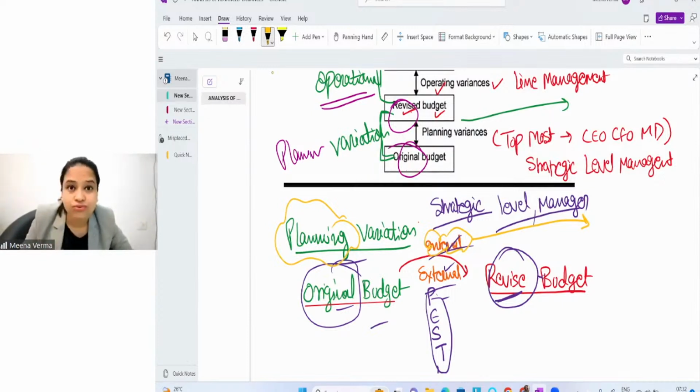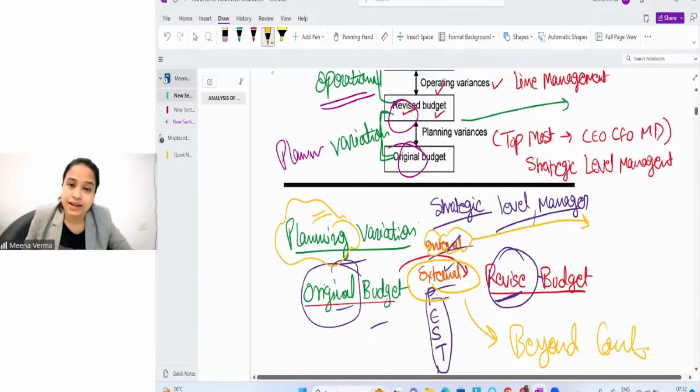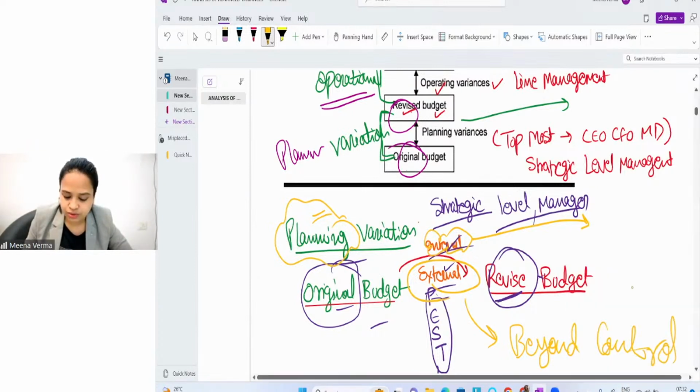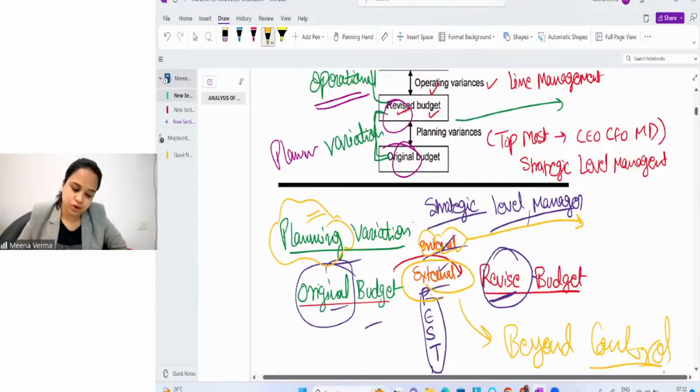COVID came, we cannot fix that. No organization could fix it, right? If some problem or event happens at the international level, you cannot fix that. It is beyond control. It is beyond the control of the senior management as well. So the point is that generally the planning variation arises because of the external environment, which is beyond control. Right? And the variation will come, and it is not possible to control it. This variation is beyond control.